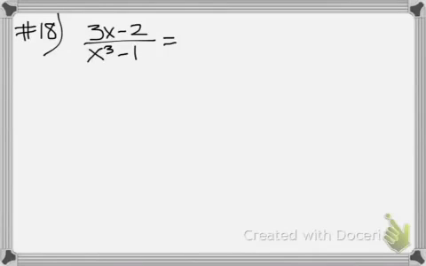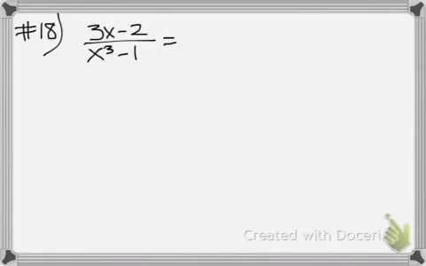Okay, Alicia, this is number 18. You had (3x - 2) over (x cubed - 1). And the thing that you have to remember for this one, you try to factor the denominator, and x cubed minus 1 should look familiar. It should look like difference of cubes.